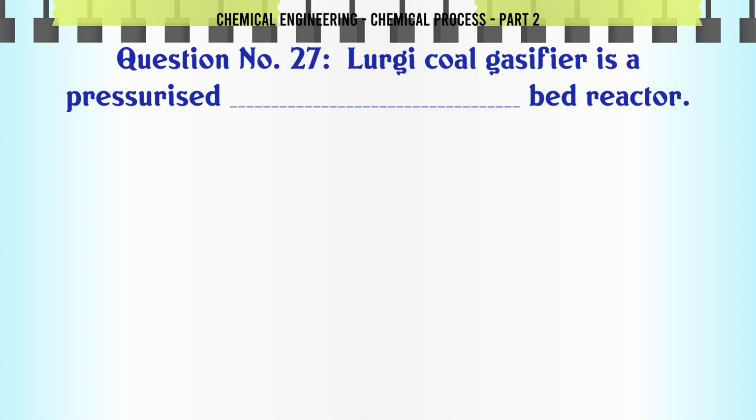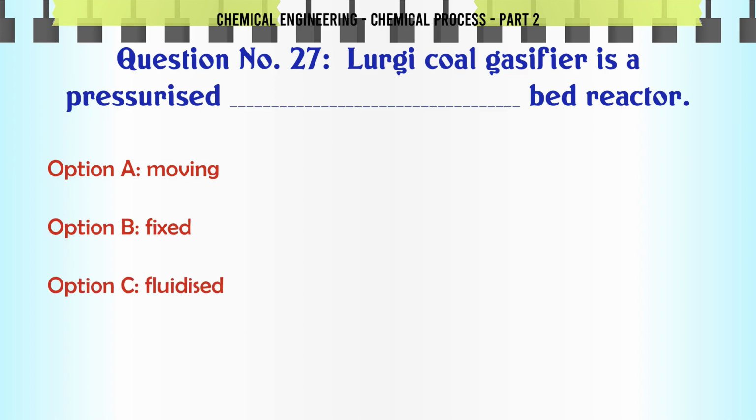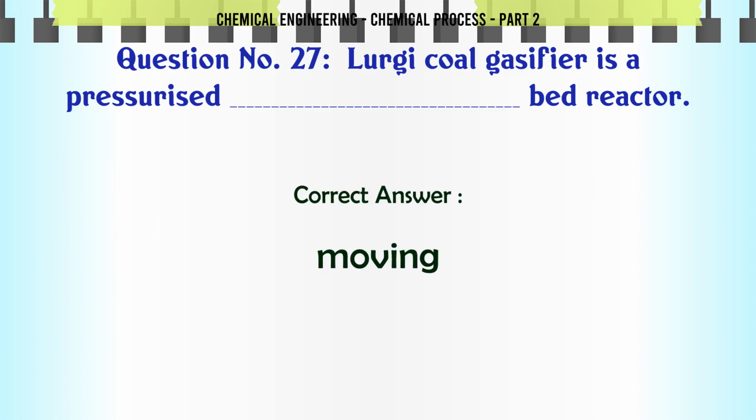Lurgi coal gasifier is a pressurized bed reactor. A. Moving, B. Fixed, C. Fluidized, D. Entrained. The correct answer is moving.